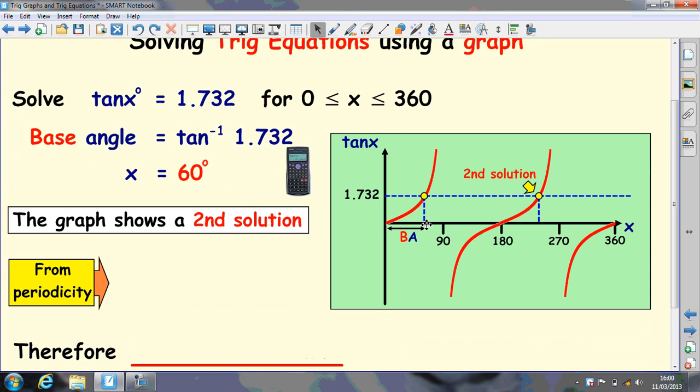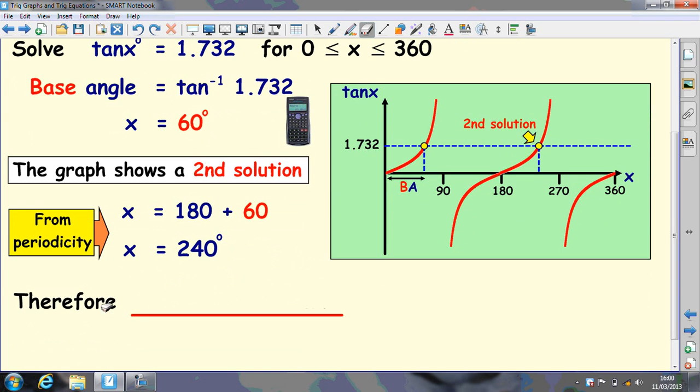And this time from the symmetry of the graph, you have to go forwards from 180. There's your base angle there, and that's exactly the same size along here. So we go forwards from 180 to get our second solution. So 180 plus 60 gives 240. Therefore, the two solutions to this are 60 or 240 degrees.